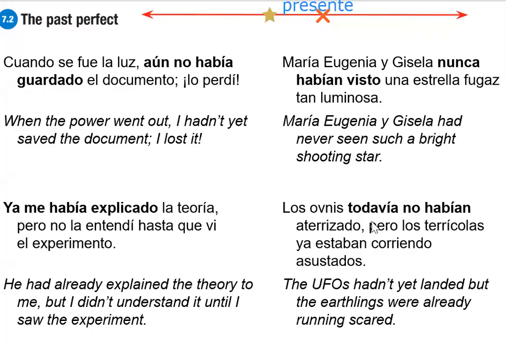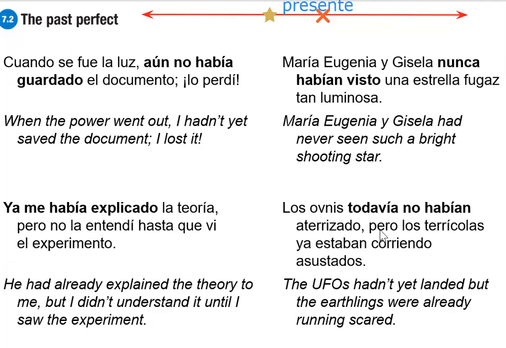And notice the todavía here, aún, nunca. One thing I already mentioned is that the había guardado and habían visto, habían aterrizado, había explicado. You're not going to separate those, the conjugations of haber with the past participle, but we can do that in English. We can separate them. But also, it's really common to have stuff like aún or todavía or ya with this construction, with the pluscuamperfecto.